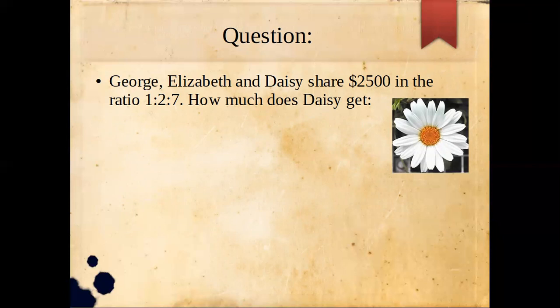All right, so step 1. Well, the answer is 1,750. If you were going through the steps, you'd work out how many parts there are, which is 10. Then you work out how much one part is, which is £250. Then you multiply that by 7, which gives you £1,750 for Daisy.